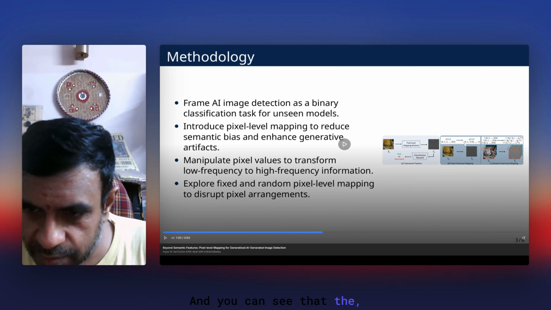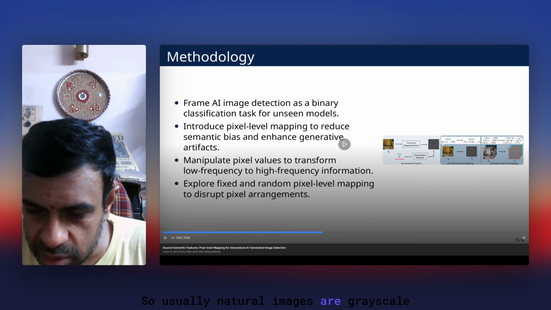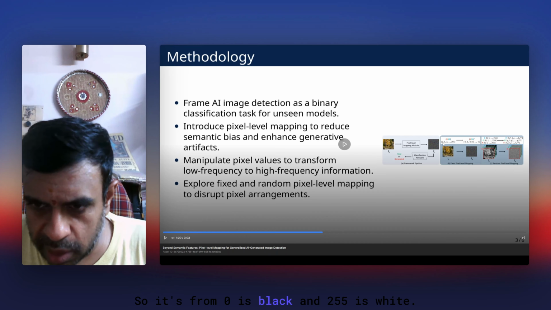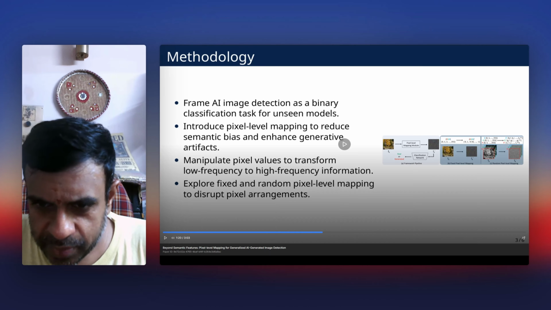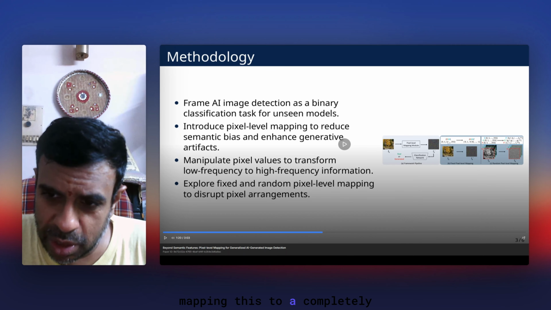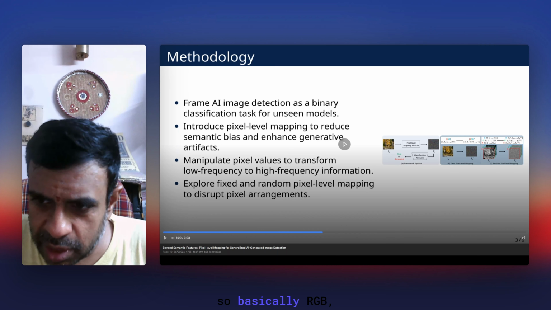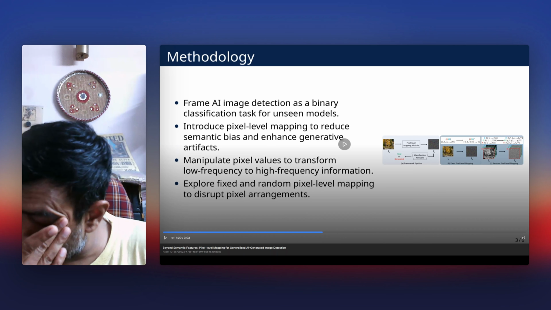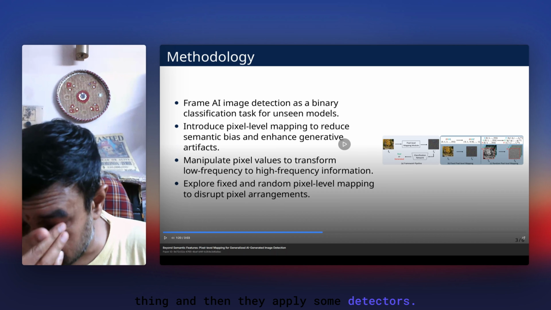And you can see from here that the range now is different. So usually natural images are grayscale images with unsigned integer RGB arrays. So from 0 is black and 255 is white. So I think they're claiming that they're mapping this to a completely different range, like negative one and so on, so basically all the RGB values are mapped to three different values, and then they apply some detectors.